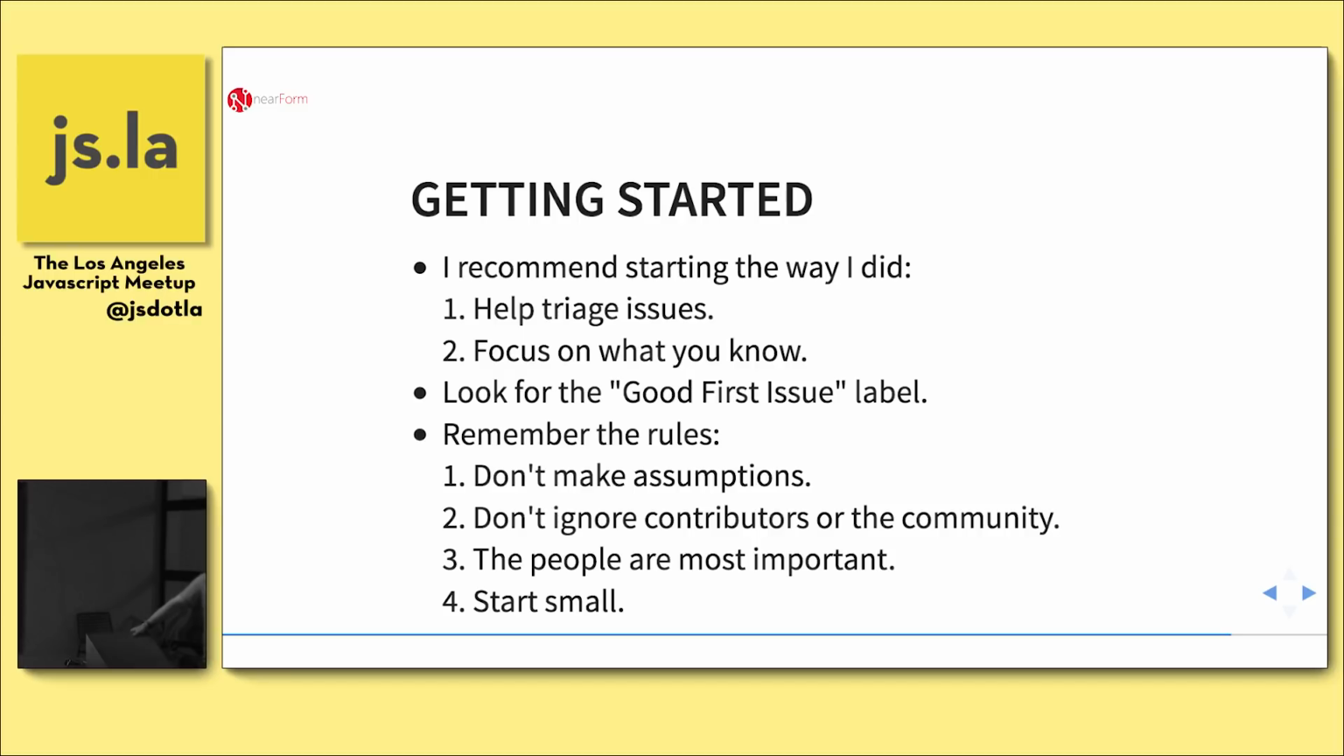We do have a good first issue label. It's not heavily used. We're working on it, so I think there are like 15 or 16 items under there right now. That's something we need to get better at. And remember the rules I went through. Don't make assumptions. Don't ignore contributors. The people are the most important, and start small.